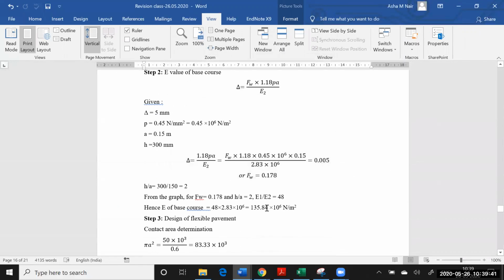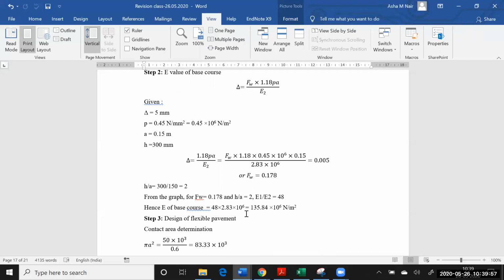So you get E1 by E2 is equal to 48, or E of the base course is equal to 48 into 2.83 into 10 to the power of 6, which is nothing but 135.84 into 10 to the power of 6.